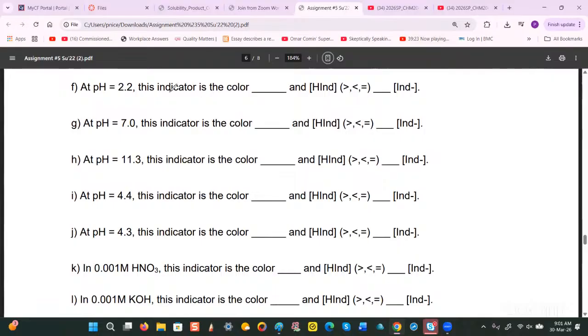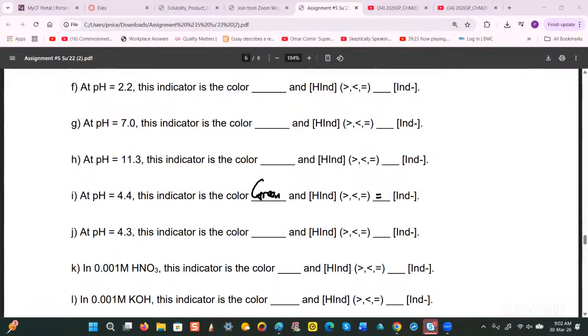Would it just be like a mixture of blue and yellow? Yeah, so what would that color be? Green? Exactly. So green. And HIND would be what? Equal to IND minus. Okay, very good.